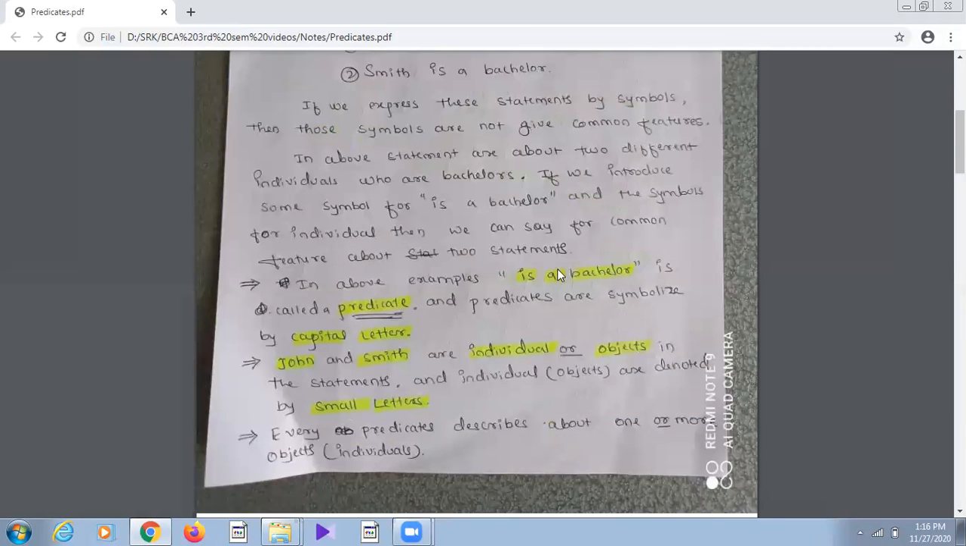Okay, so any doubt in the predicate? Sir, do we have to consider the whole thing "is a bachelor", or only bachelor? No, the whole thing is considered. "Is a bachelor" is considered as a predicate.